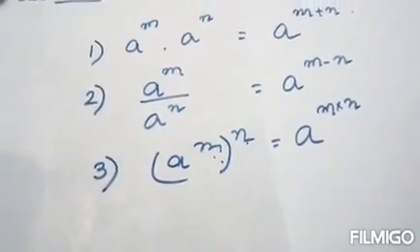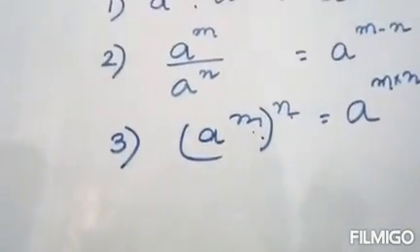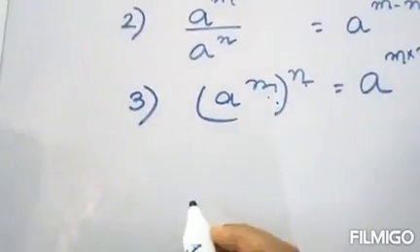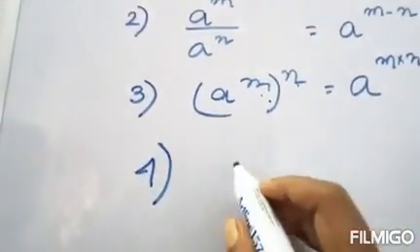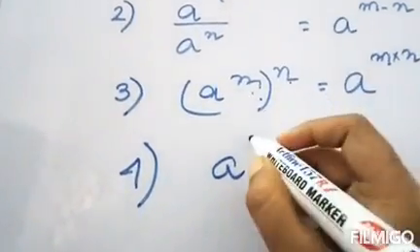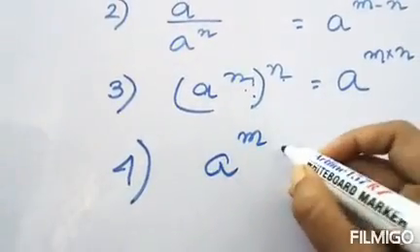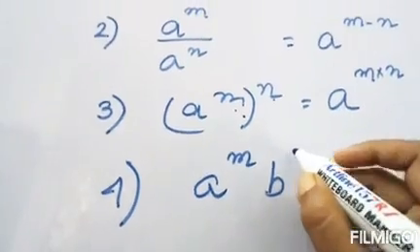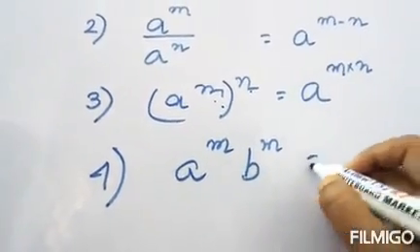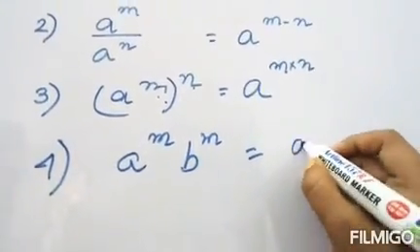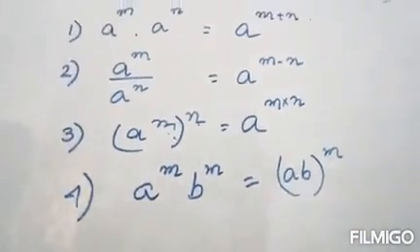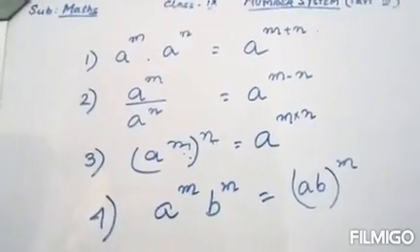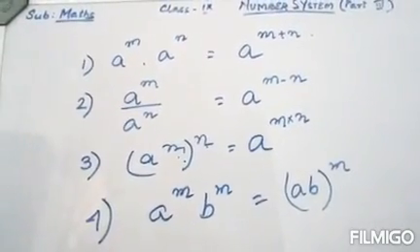And suppose we have two different bases, but the powers are the same. Then we can just club them together and raise the power. Understood?